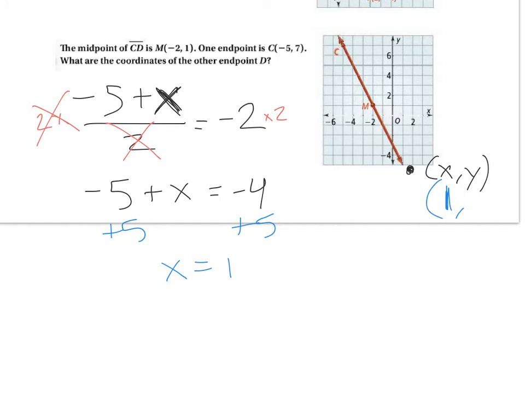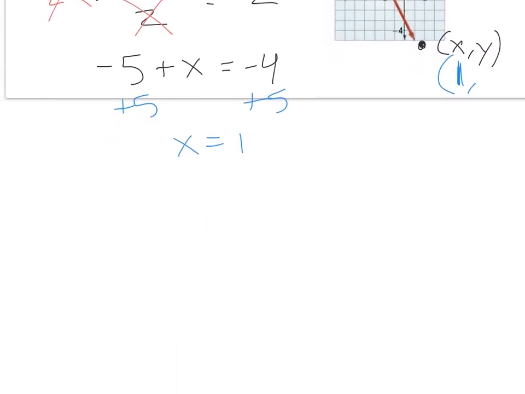Let's do the same thing, but with y. We'll set it up again. The y value that I know for the endpoint was 7. So I'd have 7 plus whatever the other y value of the endpoint was, and then I divide by 2. That gets me the coordinates of the midpoint, and the y value for that was 1.